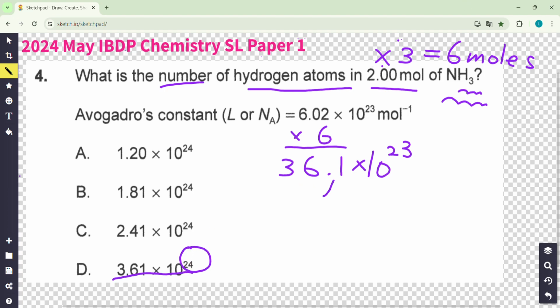Move it up. Okay, right. So it becomes 3.61, and then 10 to the power 24 instead. They are the same. Got it?